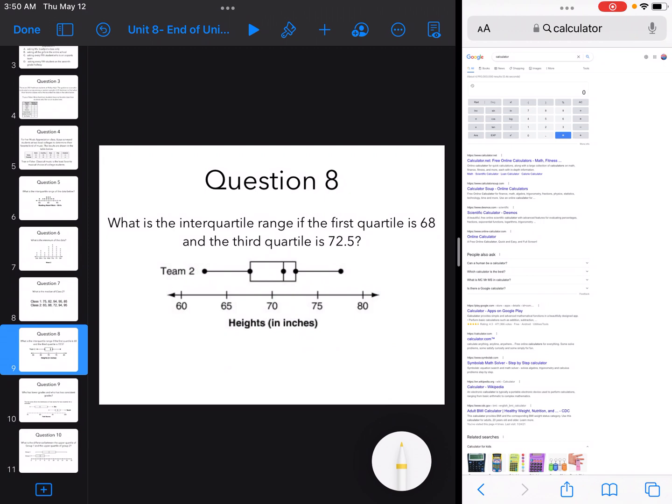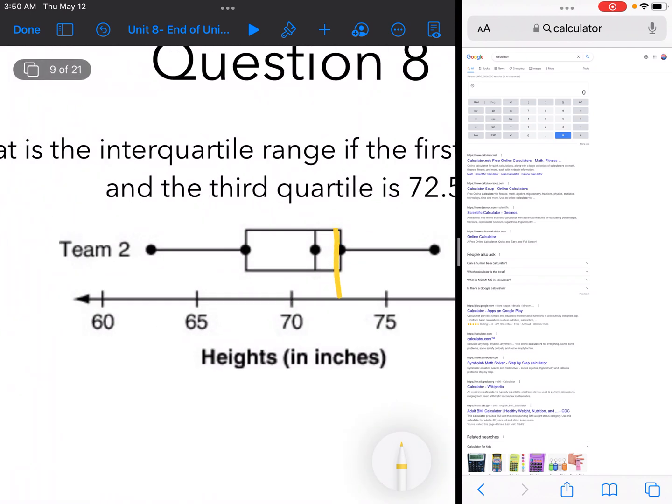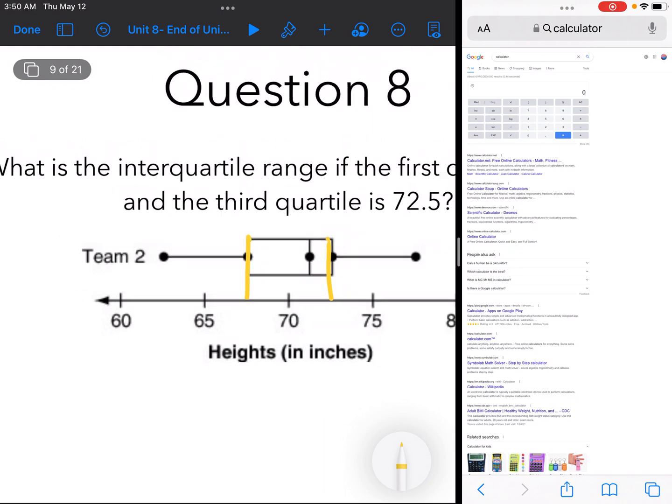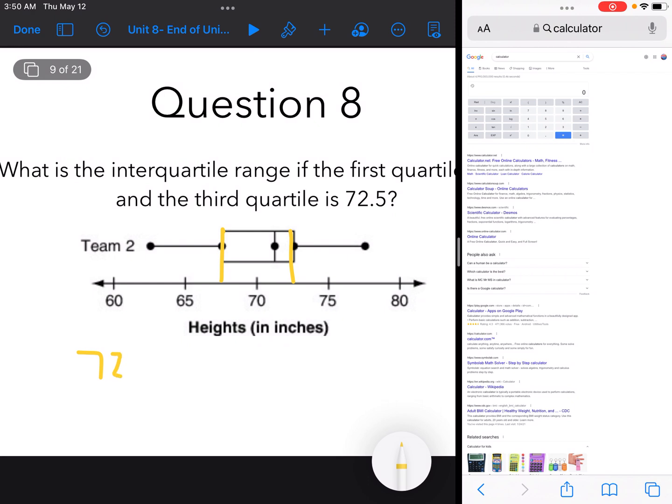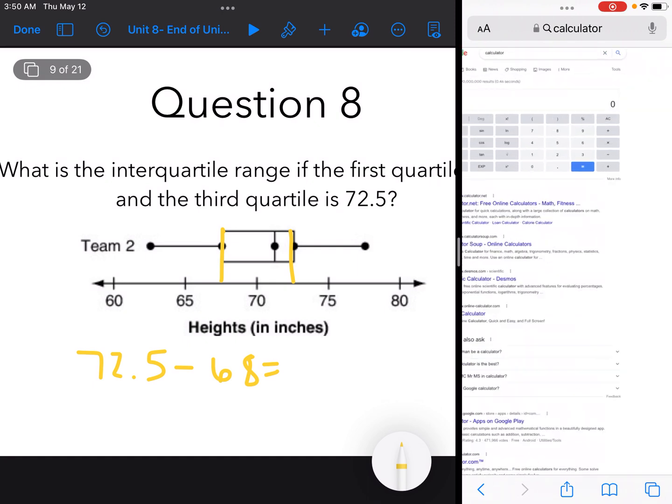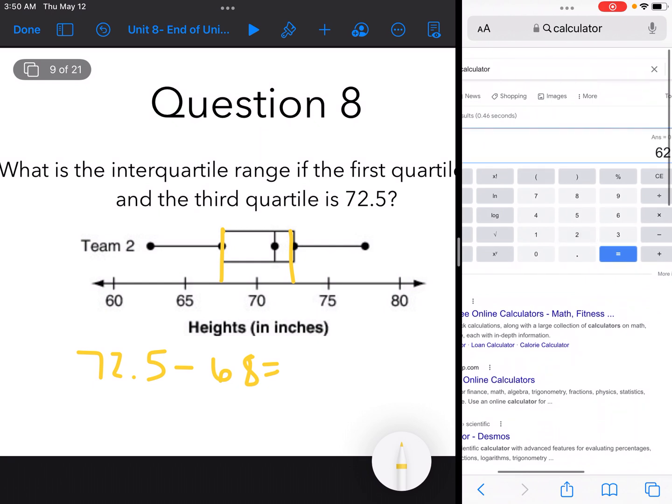What is the interquartile range if the first quartile is 68 and the third quartile is 72.5? Well, they're getting that information from either side of the box. So I know I'm doing 72.5 minus 68, because range tells me to subtract, and interquartile range means Q3 minus Q1. So I get 3.5.